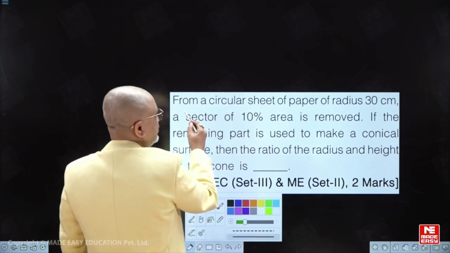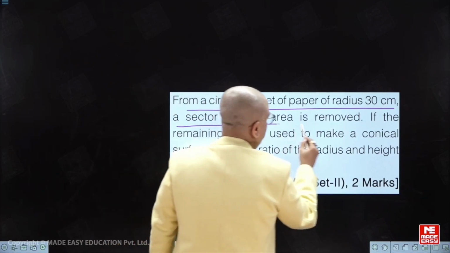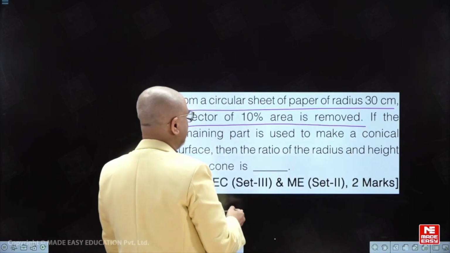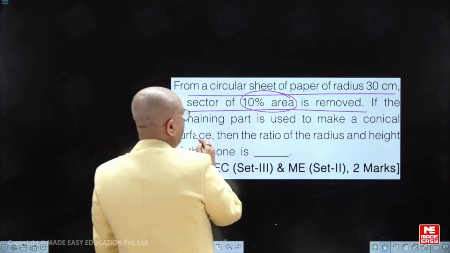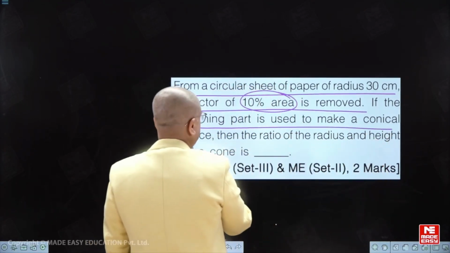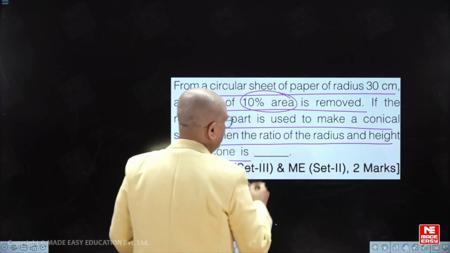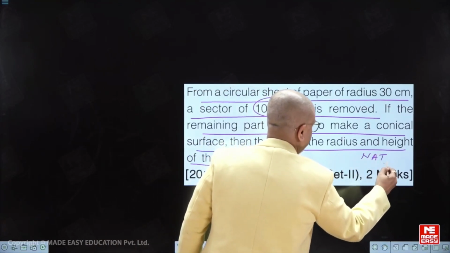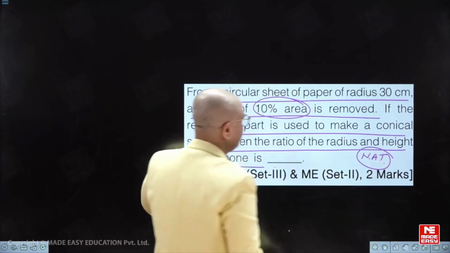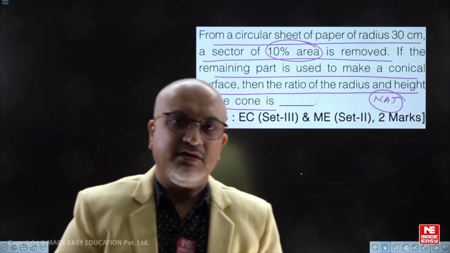From a circular sheet of paper of radius 30 centimeter, a sector of 10% area is being removed. 10% area is being removed. If the remaining part is used to make a conical surface, then the ratio of radius and the height of the cone is. The type of the question is NAT, numerical answer type, because I thought I should take an NAT one as well, right?